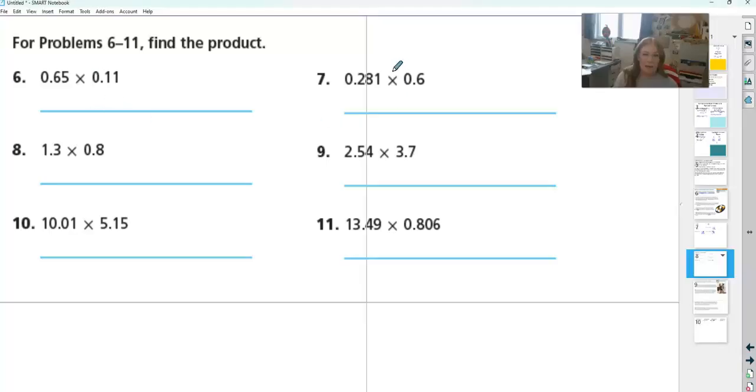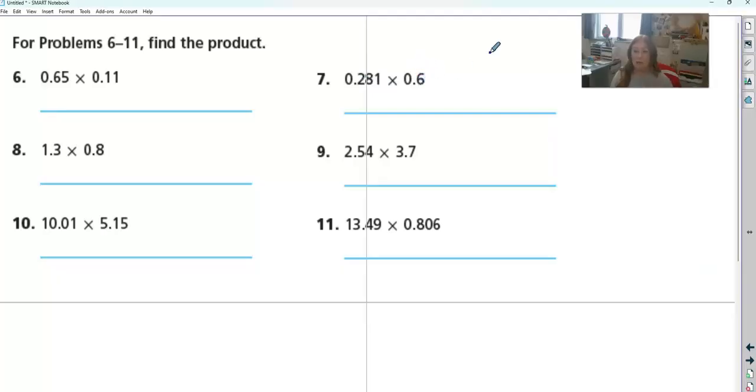So I am going to do number 7. You can choose whichever 9 you want. I'm going to do a couple here with you. So I'm going to set up the problem first. I'm just going to look at it. So we have 281 thousandths and we have 6 tenths. I'm going to keep 6 tenths on the bottom because then I only have to multiply by one number there.